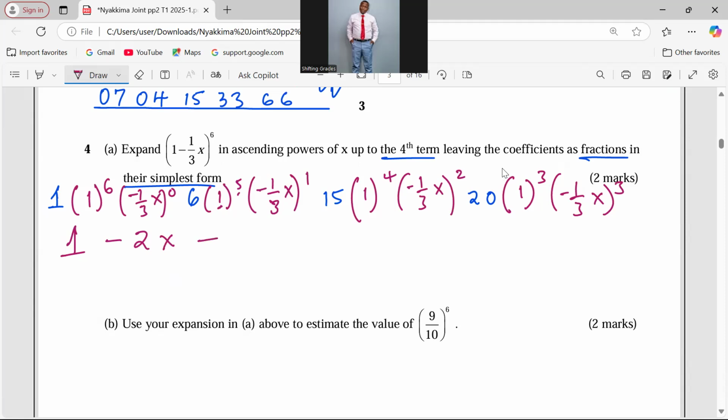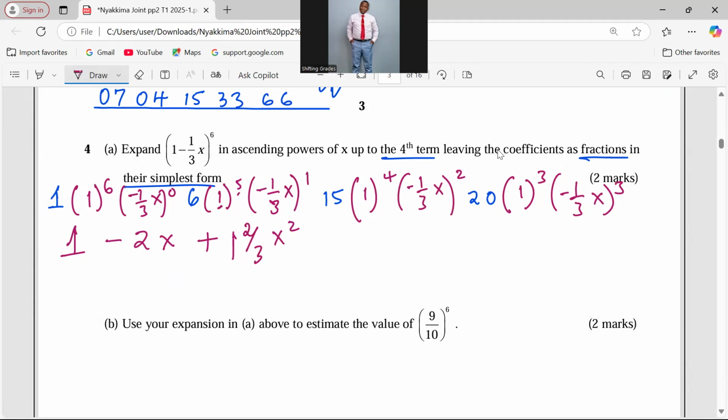X. Then the next term, which is going to begin with a plus, of course, is now 15 multiplied by 1 to the power 4, which is just 1. Then we have a third squared and also x squared. So negative a third squared becomes 1 over 9, now without a negative, then times 15. And this is going to give us 1 and 2 thirds, the value of x squared.